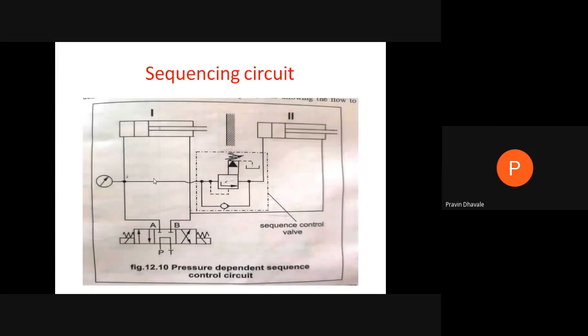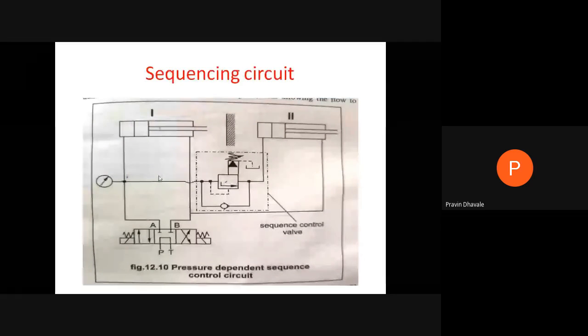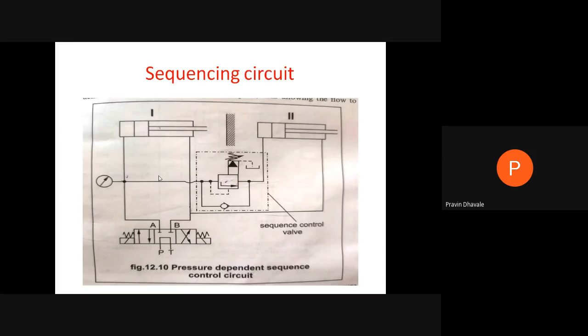This will be the sequencing circuit. Now sequencing circuit is needed because in a company, different operations have to be performed on a product, and whenever you are performing certain operations on an object, at that time a certain sequence you have to follow.